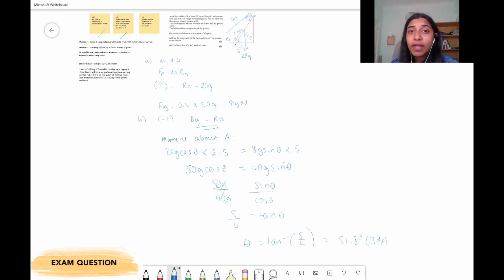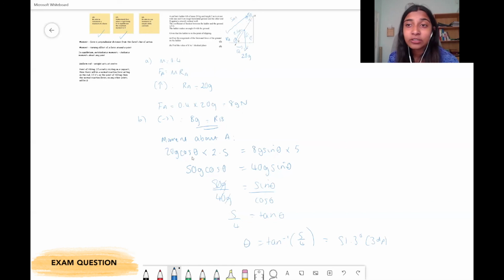You just have to remember that because your ladder is at an angle, not all your forces are in the direction of your line of action. So you need to find the perpendicular components of your two forces, the weight and RB. Once you've found the perpendicular components, you can plug them into your equation, remembering that because your ladder is in equilibrium, your clockwise moments equal your anti-clockwise moments. Then we just solve that algebraically, and then use some trigonometry.